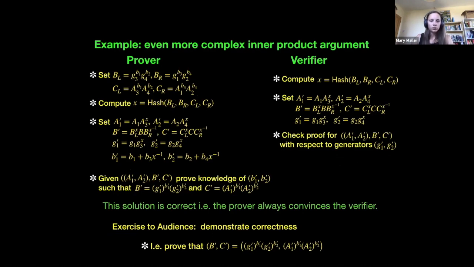I think I will set aside 5 minutes here for you to have a go at demonstrating correctness, that this should actually be true. So what you're going to need to do here is prove that B dash is genuinely equal to G1 dash to the power of B1 dash, G2 dash to the power of B2 dash, and that C dash is genuinely equal to A1 dash to the power of B1 dash, A2 dash to the power of B2 dash. And if anyone has any questions, this would be quite a good time to ask.